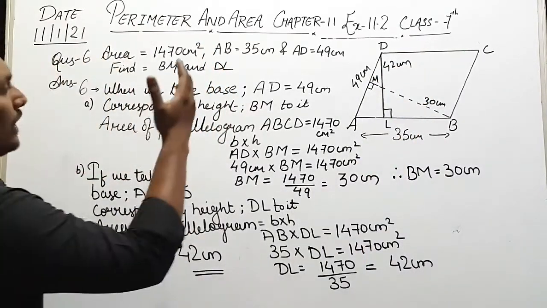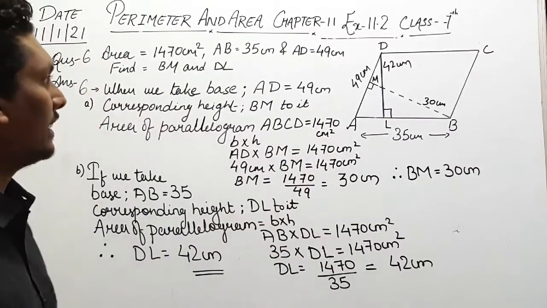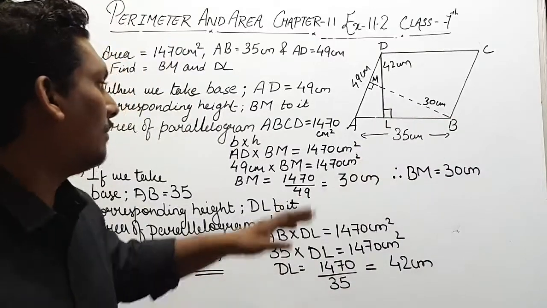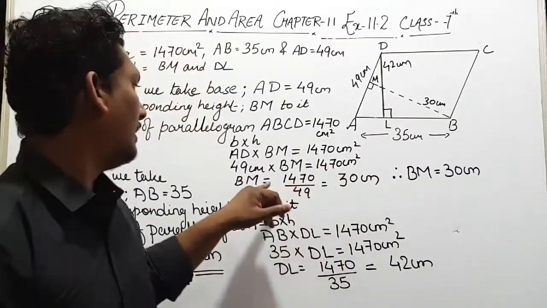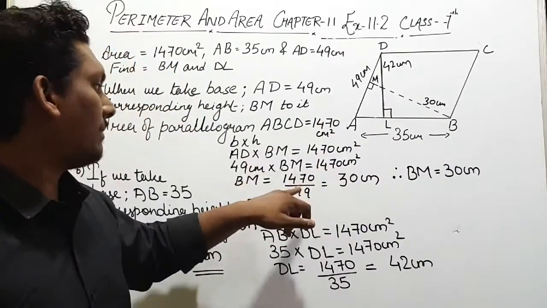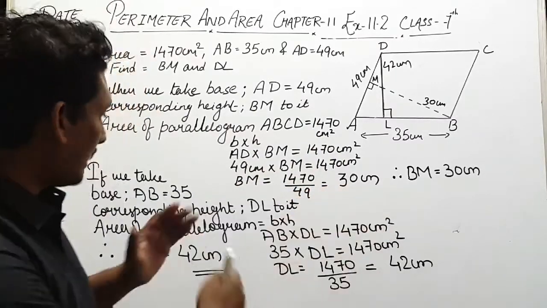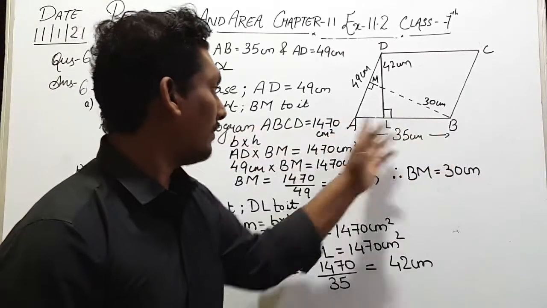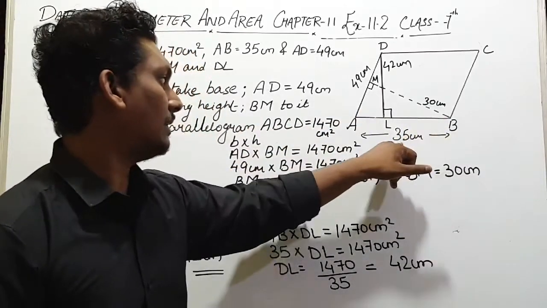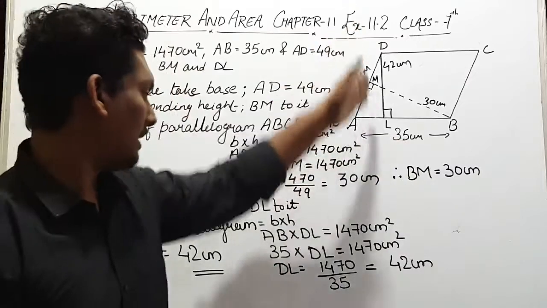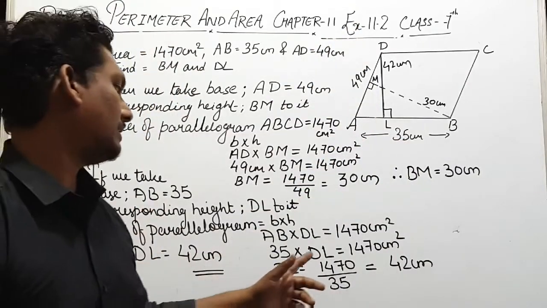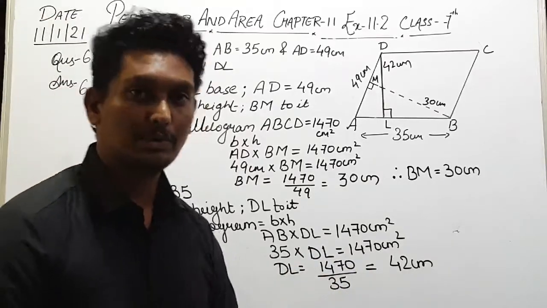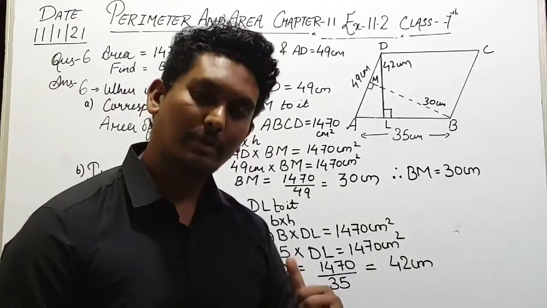So in the first case, I have taken AD as base. For finding BM, just divide area by base, you will get 30. And in the next case, when you have taken base as AB, the corresponding height is DL. For that, just divide area by base, you will get corresponding height DL, that is 42 centimeter. Is it clear to you? Just go through it.